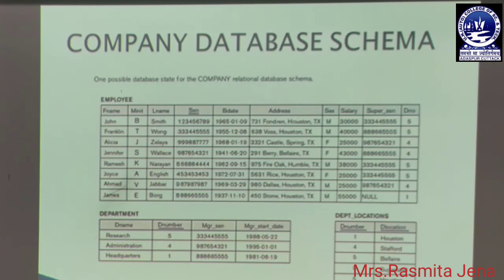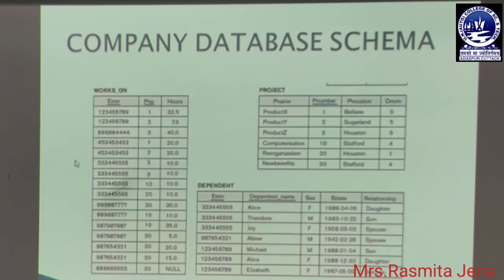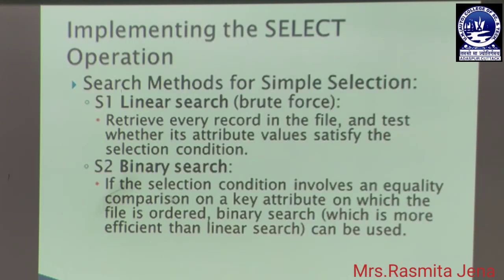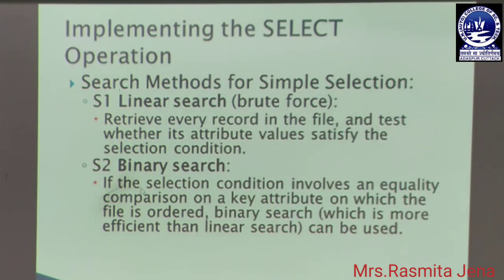Next, we will see the next algorithm for the selection operation. This is binary search. In binary search, the selection condition involves an equality comparison on a key attribute on which the file is ordered. We must remember that the attribute based on which we want to retrieve the data must be in order.